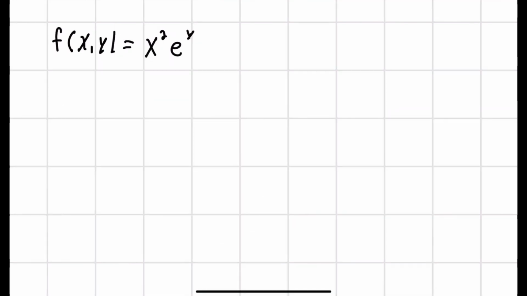In our next example, we have x squared times e to the y. So our partial derivative in respect to x would be simply, so remember to find the derivative of x, you want to treat the y as a constant. So the derivative of x squared will be 2x, and you simply just carry over the e to the y because the e to the y has no x term.